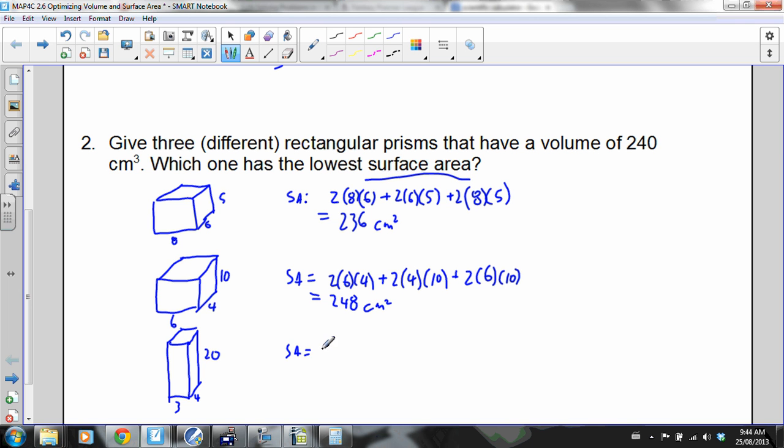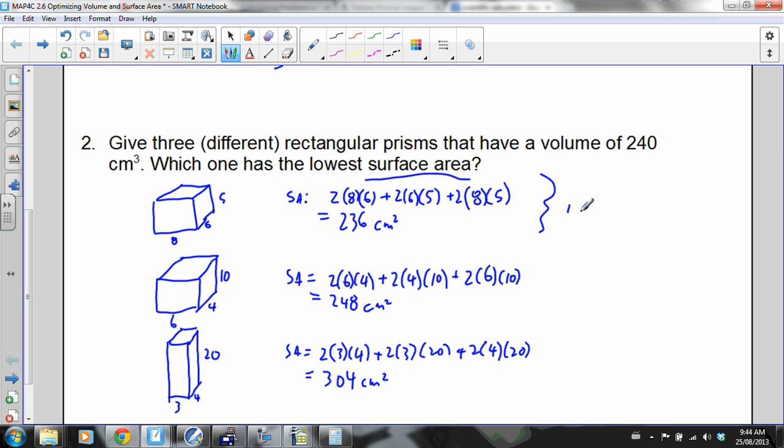And the surface area, again, pairs of rectangles. That goes into the calculator. And is it going to be more or less than these ones? Well, this seems to be a less efficient shape, doesn't it? And it means it's going to use more packaging. 304 centimeters squared.